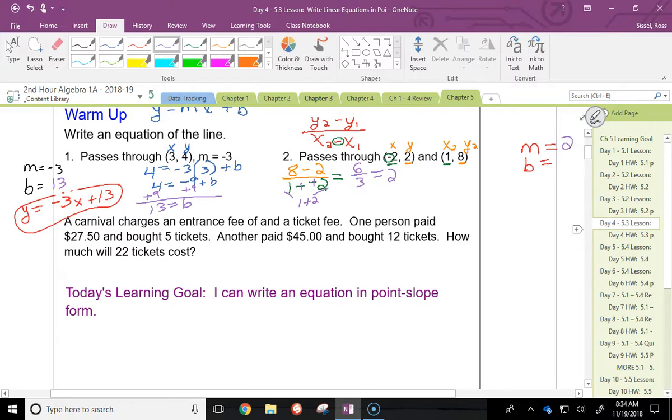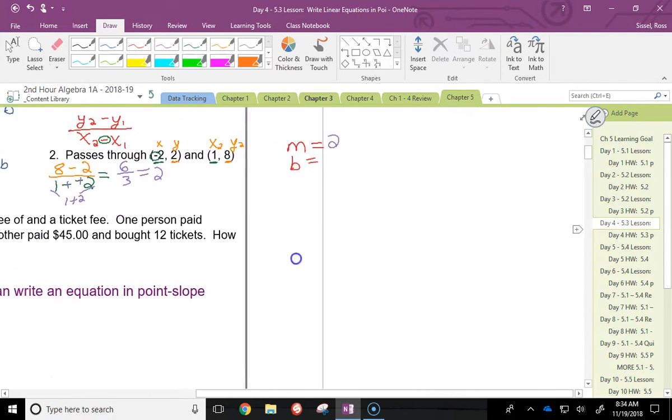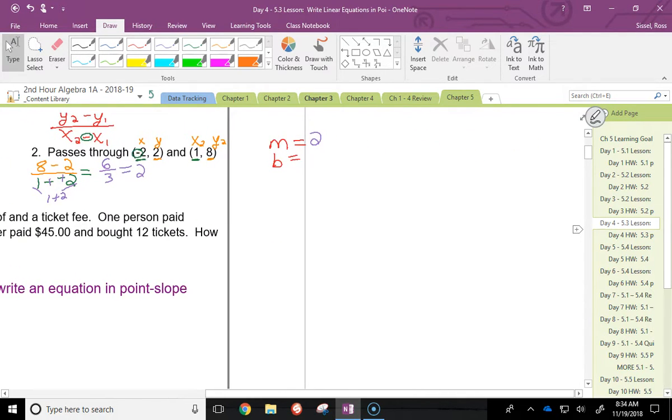Now that we know our slope, I'm going to move over here. We now have to solve for our y-intercept. So I use my equation, y equals mx plus b. When we do this, I can use either coordinate point. I can use -2, 2, or I can use 1, 8. You can use either one.